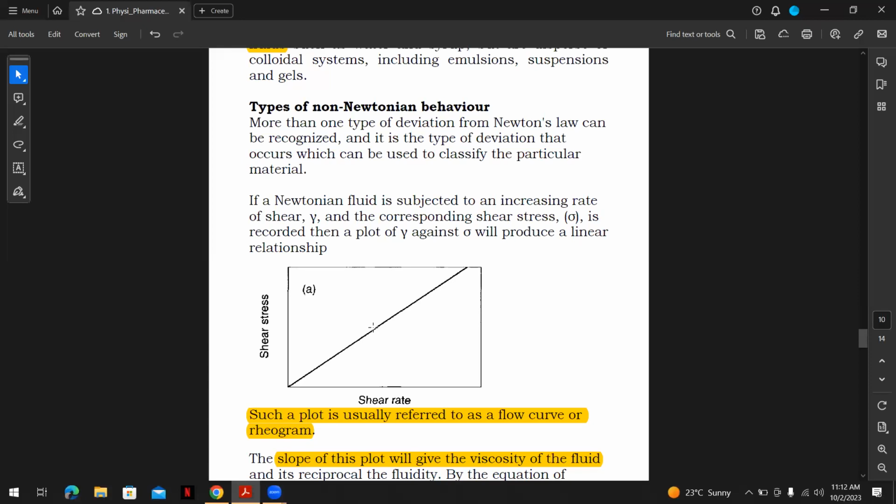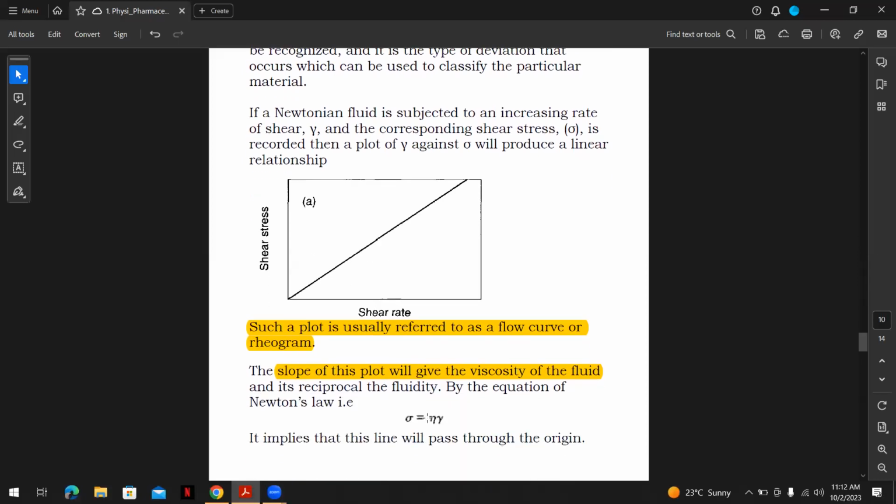So such a plot is usually referred to as a flow curve or a rheogram. I think I've seen a question asking something about a rheogram, so that's basically it. This slope will give the viscosity of the fluid. We saw this equation, where η, the dynamic viscosity, is the slope of this curve.